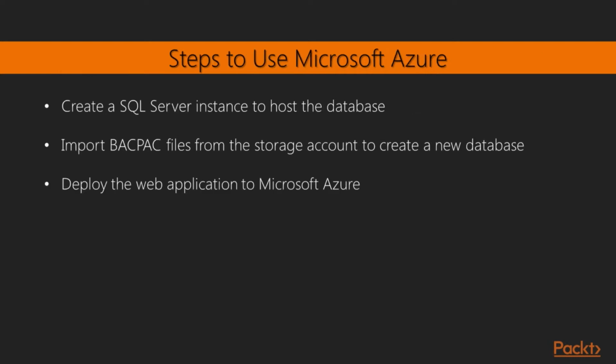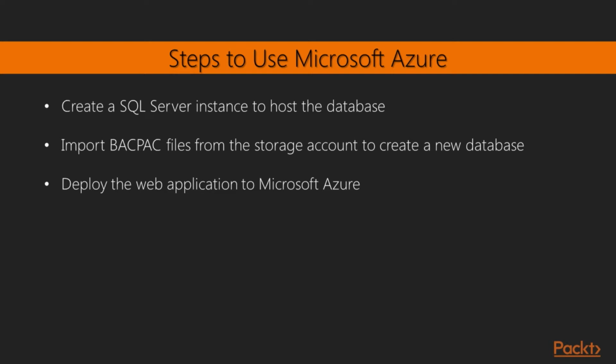Then, we need a few steps. 1. Create a SQL Server instance to host the database. 2. Import backup files from the storage account to create a new database. 3. Deploy the web application to Microsoft Azure. In this scenario, we may consider using a configuration file for each environment with respect to naming conventions and paths. However, we need similar types of resources in each environment.